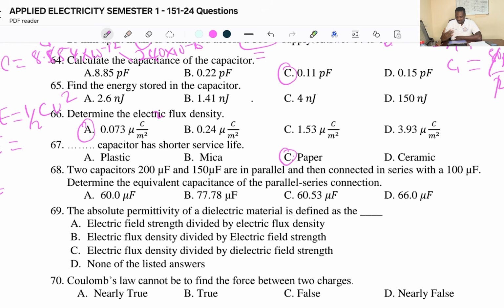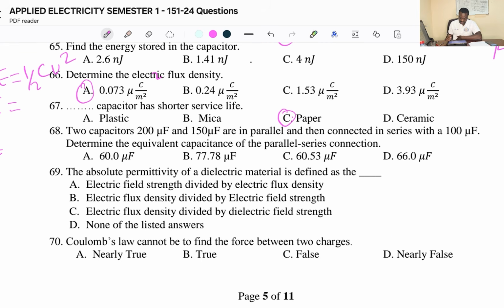So if you have a capacitor that is manufactured using paper, after some time the paper will start to deteriorate. So it will get damaged easily. That means the service life is going to be very small. So the answer here is C.